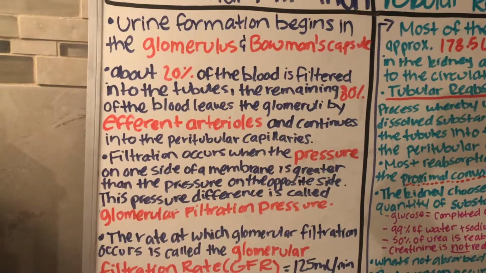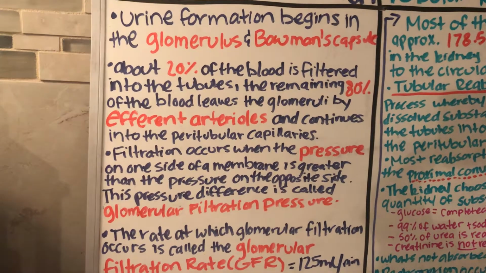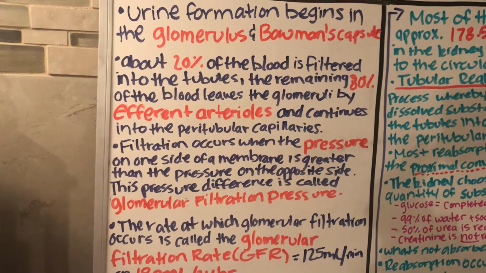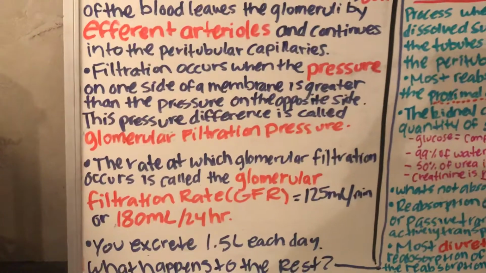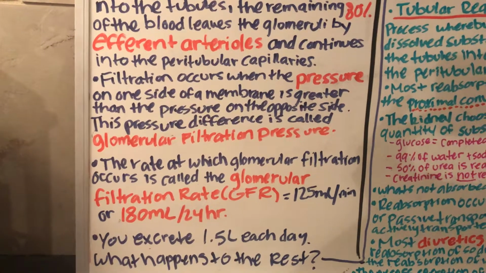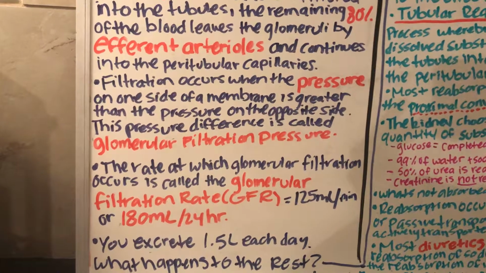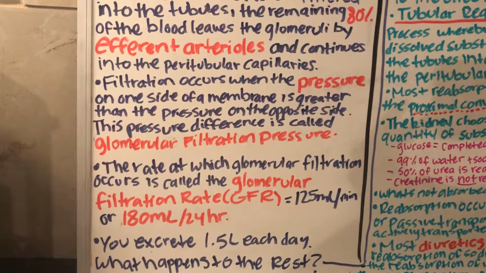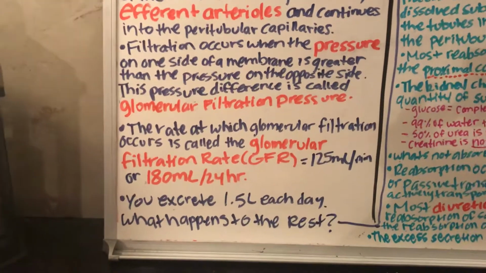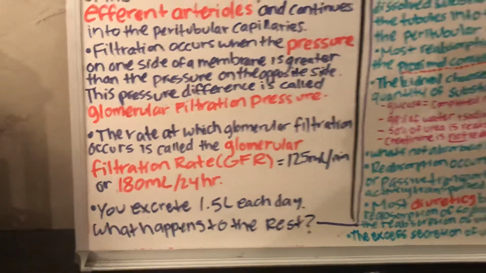Filtration occurs when the pressure on one side of a membrane is greater than the pressure on the opposite side. This pressure difference is called the glomerular filtration pressure. The rate at which glomerular filtration occurs is called the GFR, and it gives 120 milliliters per minute or 180 liters per 24 hours. So you excrete 1.5 liters each day. So what happens to the rest?